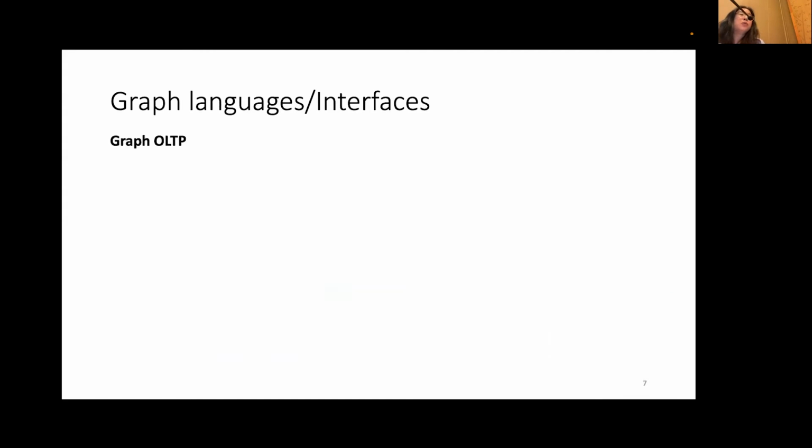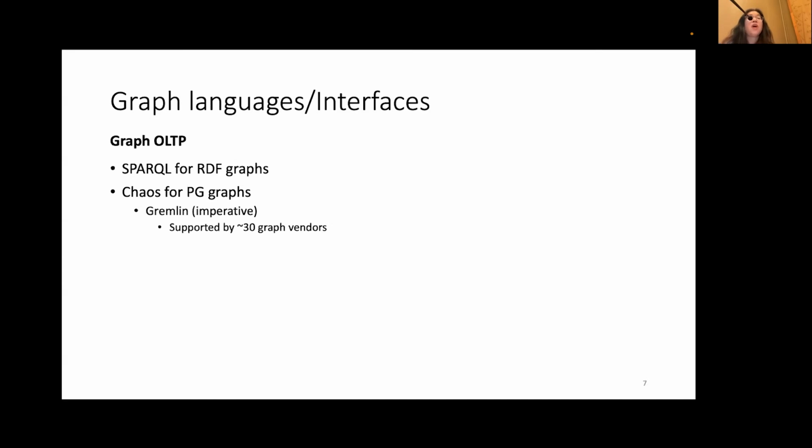So now let's talk a little bit about graph languages. On the graph OLTP side, for RDF graphs, there is a standard SPARQL query language. On the property graph side, there's a little bit of graph chaos. There have been a lot of languages being used and proposed over the years. One more widely used graph language is Gremlin. According to their website, it's supported by roughly 30 graph vendors. Another widely used language is OpenCypher. It's roughly supported by 10 graph vendors.